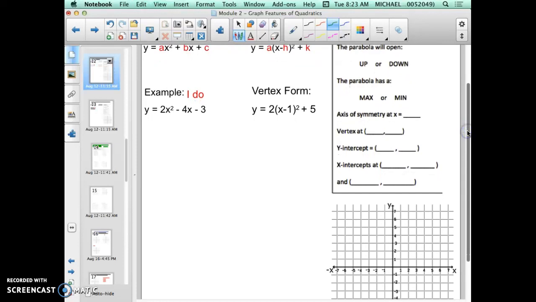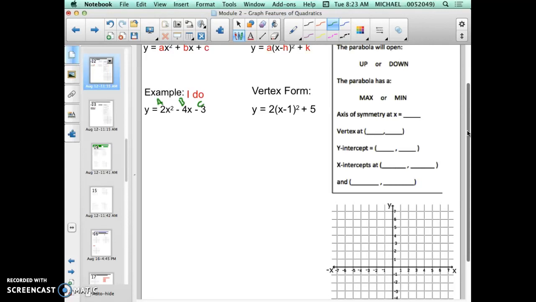So let's begin and look at the same example we've been working with. This is the standard form equation, y equals 2x squared minus 4x minus 3. I know it's standard form because it's in the format ax squared plus or minus bx plus or minus c. So it has the a, b, and c.